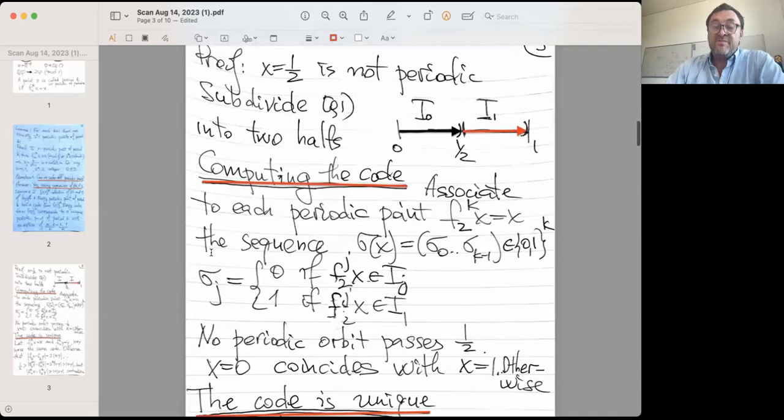So we did prove that every orbit has a code, but we need to prove much more. So what do we need to prove?